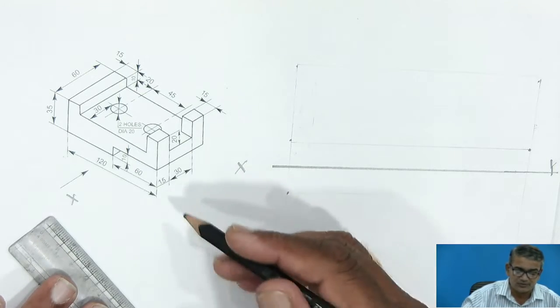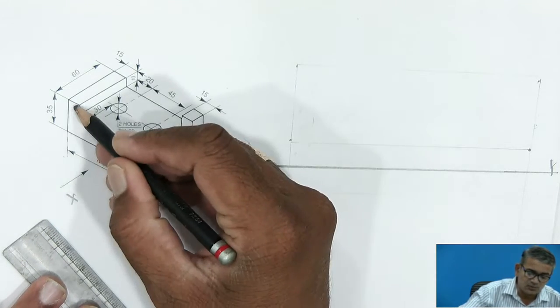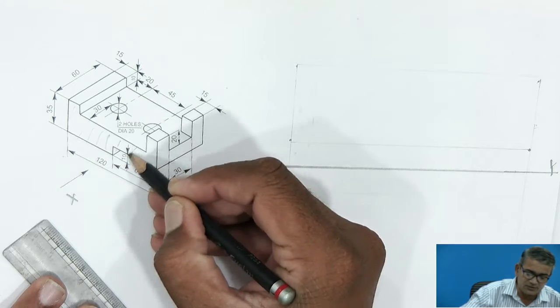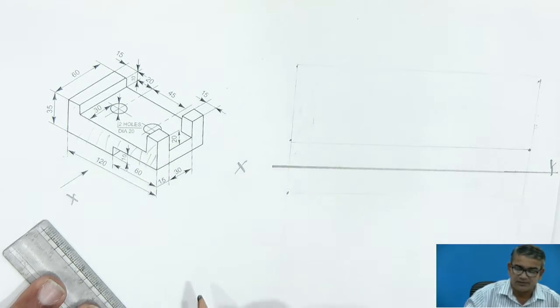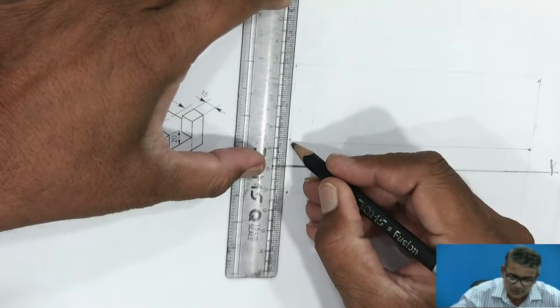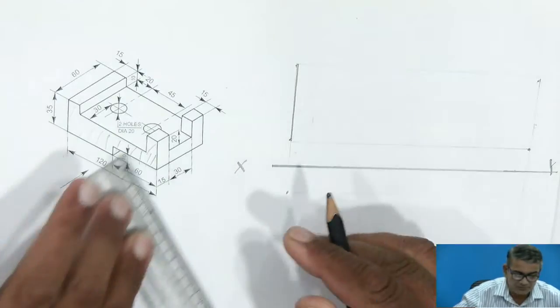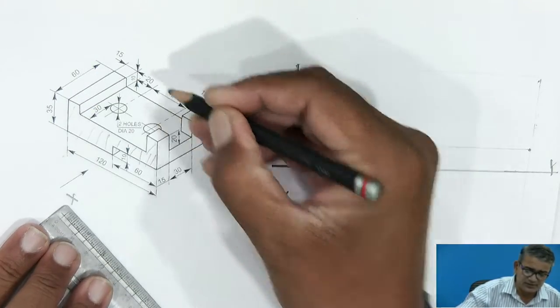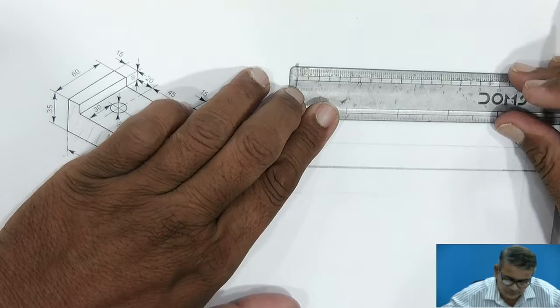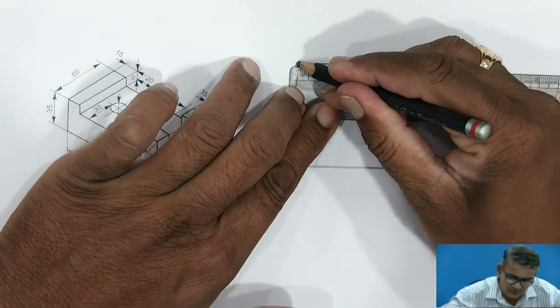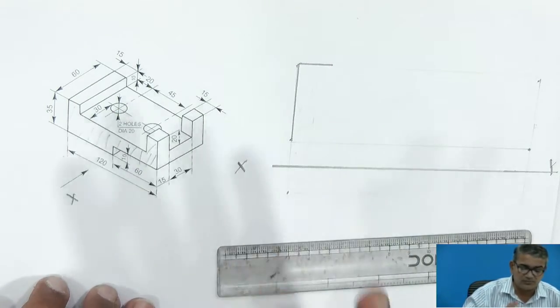Now you have to start with this one. When you see this portion, it is parallel to you. This shaded portion, you have to complete it. What is the height? The height is given as 35. How much is the width? It is given as 15 mm from this end. Draw 15 mm. Because it is parallel, you have to draw the true shape, the true image.